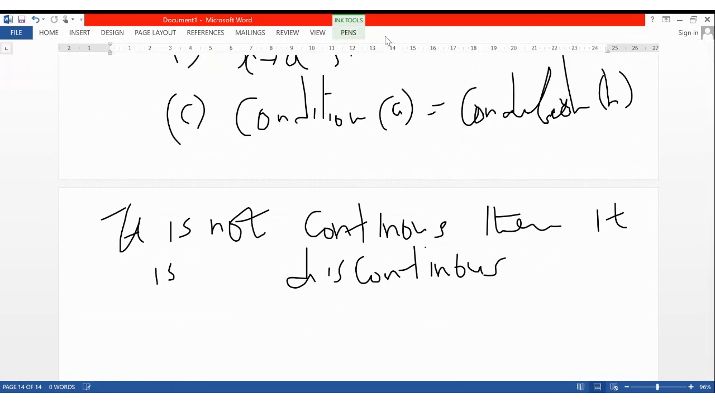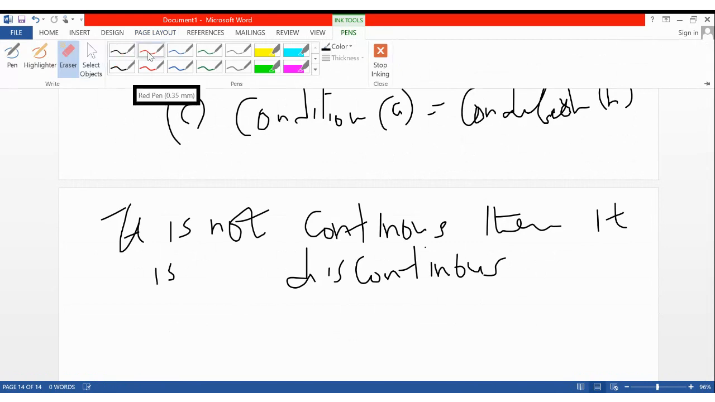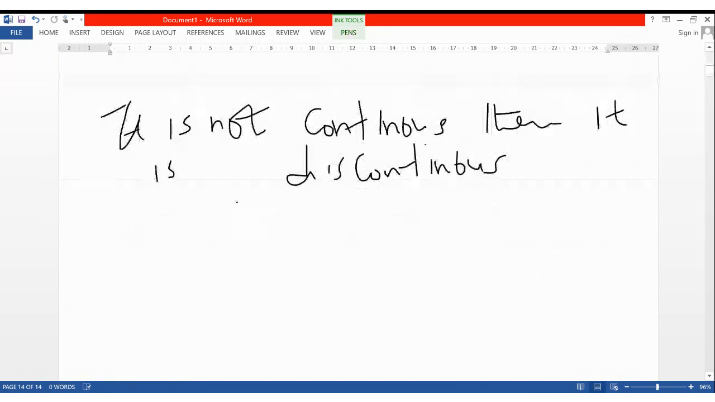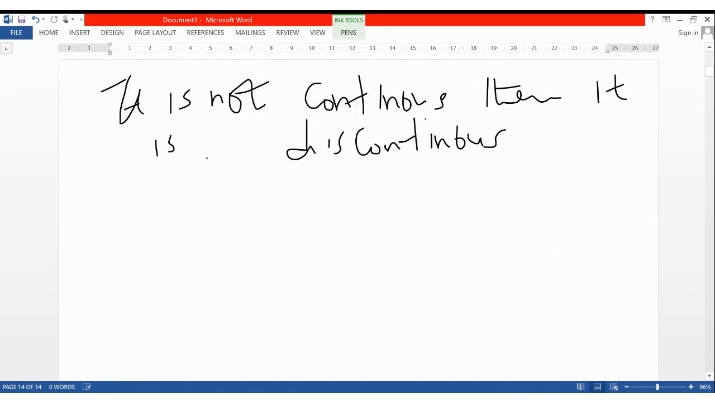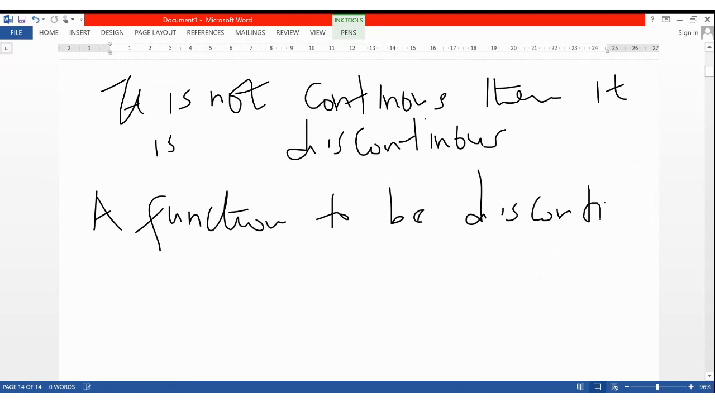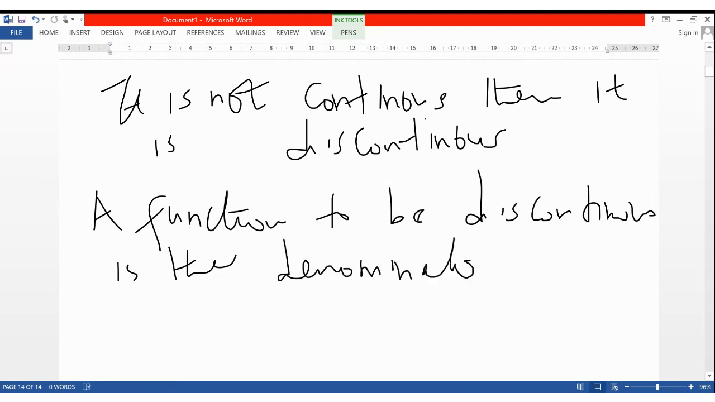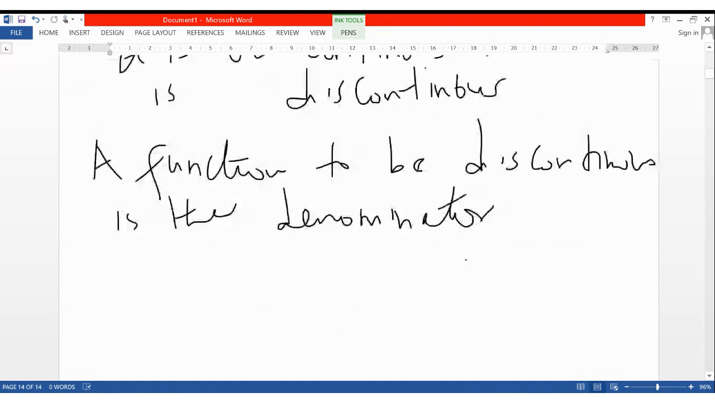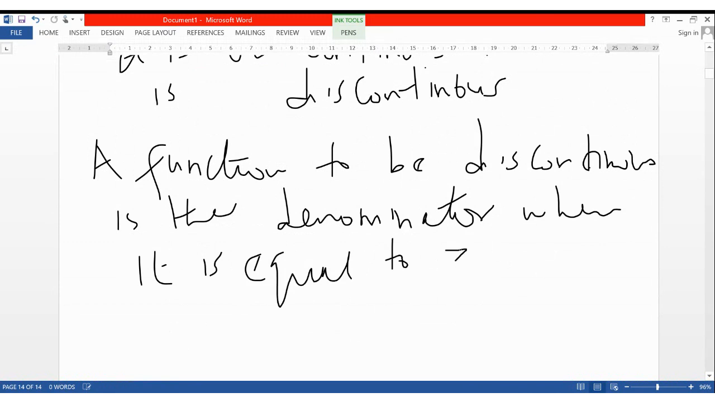Now, what makes a function not continuous? Let's start from there. What basically is the challenge for a function to be continuous? One thing that makes a function discontinuous is the denominator, when it is equal to zero. When you have a function that has a denominator, the discontinuity will be given when you have zero. Why? Because we know that any number divided by zero gives what?